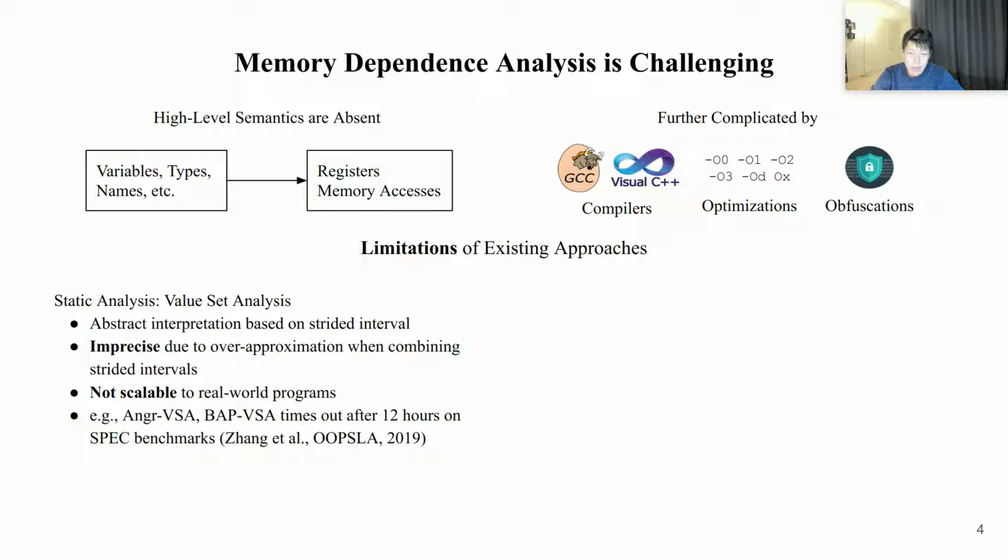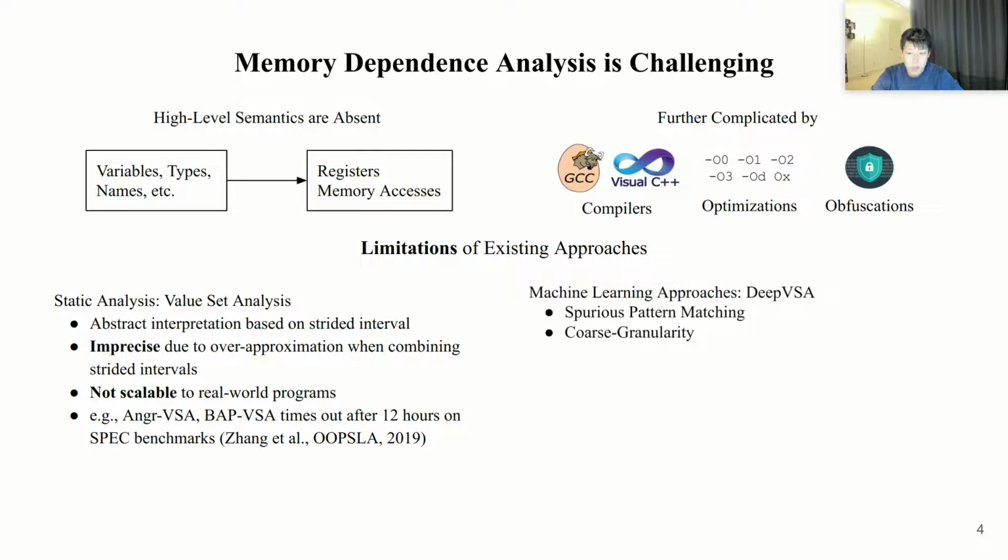The classic approach to this problem is based on value set analysis. It maintains a strided interval to represent the possible range of each variable and performs abstract interpretation to identify whether two memory accesses can possibly have overlapped intervals to indicate possible dependence. However, it is known to be imprecise due to the high over-approximation errors when merging branches, and not scalable to real-world programs. For example, the public implementation of VSA in existing tools has shown timing out after 12 hours on most of the SPEC benchmark programs.